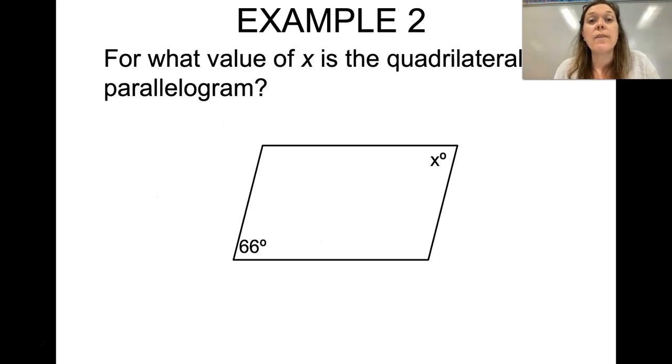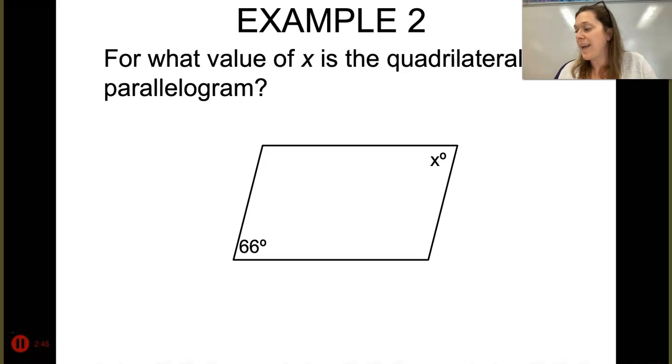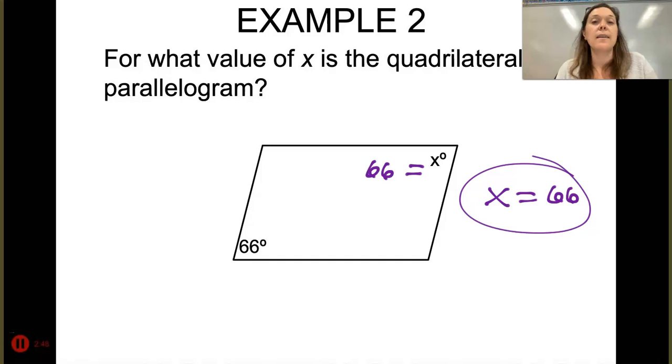Example 2. For what value of x is the quadrilateral a parallelogram? So what would x need to be in order for this to be a parallelogram? Well, opposite angles are congruent, so x would have to be 66.